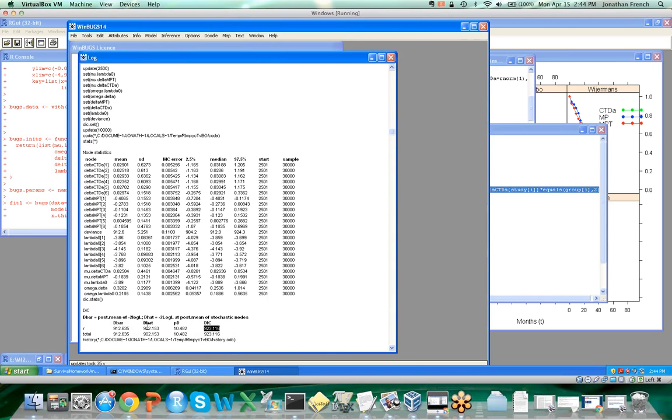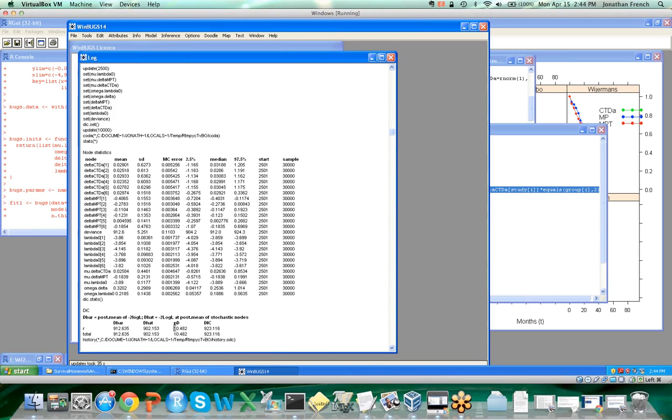And just to give you a sense here, this D bar is the average deviance, so it's averaging over the parameters for each treatment arm, and the uncertainty in those. So this is the posterior mean of the deviance. D hat is the deviance evaluated at the posterior mean of the parameters.